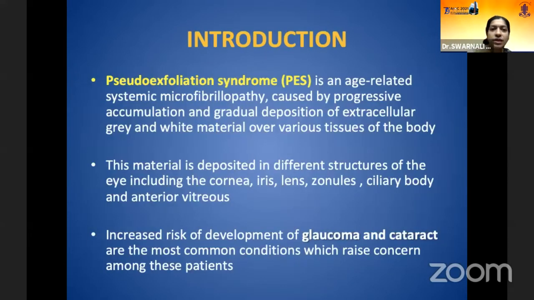So keeping the short case in mind, we'll go ahead with the presentation. So pseudoexfoliation syndrome, as we all know, is an age-related systemic microfibrillopathy caused by progressive accumulation and gradual deposition of extracellular gray and white matter over various tissues of the body. The material is deposited in different structures of the eye. Increased risk of development of glaucoma and cataract are the most common conditions which raise concern among these patients.